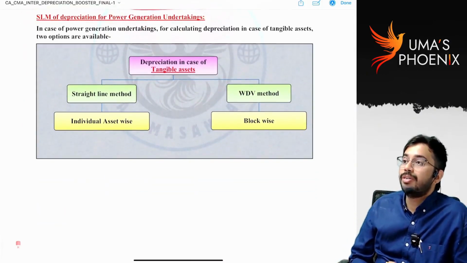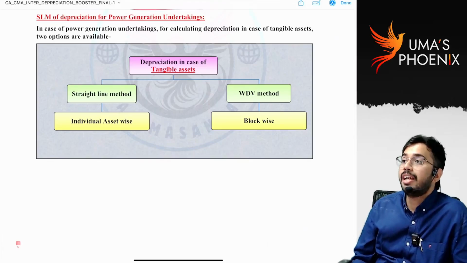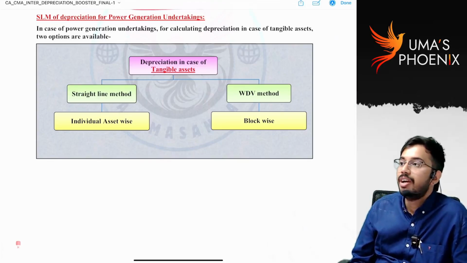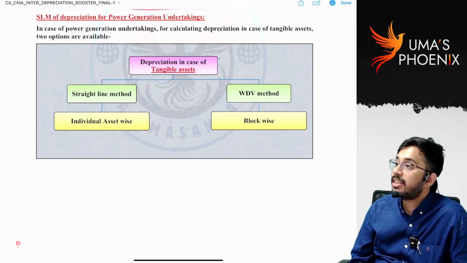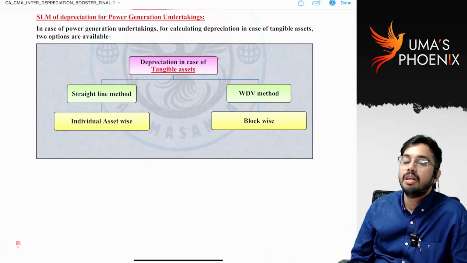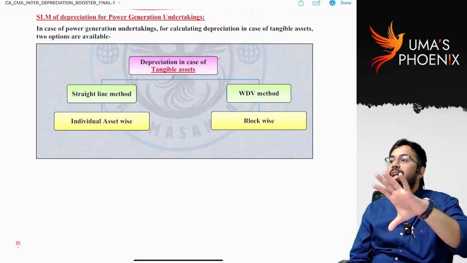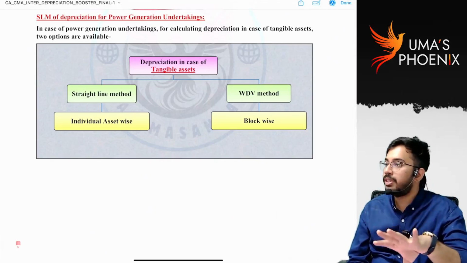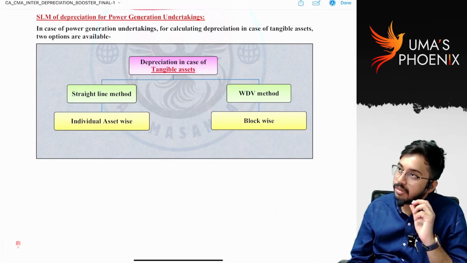In case of accounts, how do we calculate depreciation? We calculate depreciation for each asset individually, right? Do you have any doubt? Now, the written down value block concept of depreciation we have discussed.